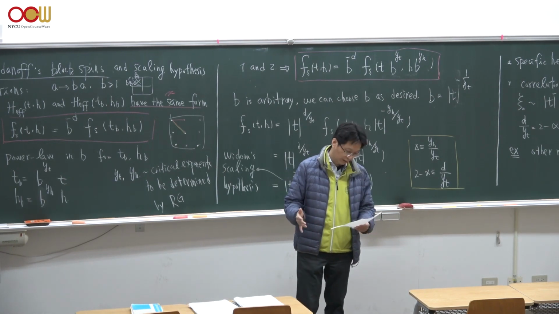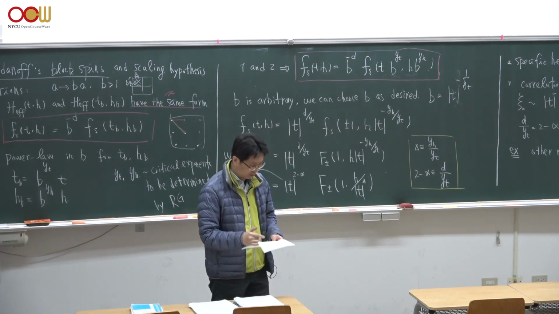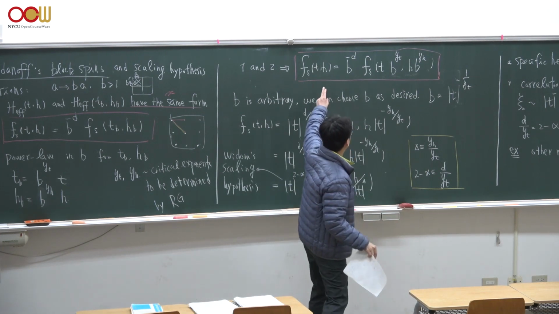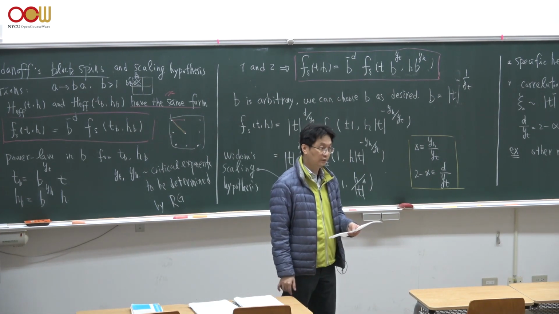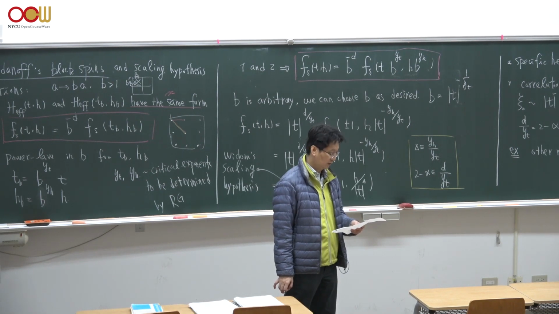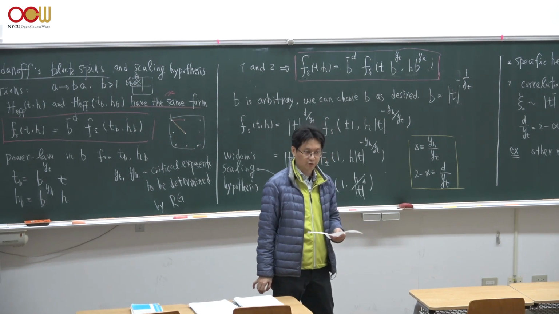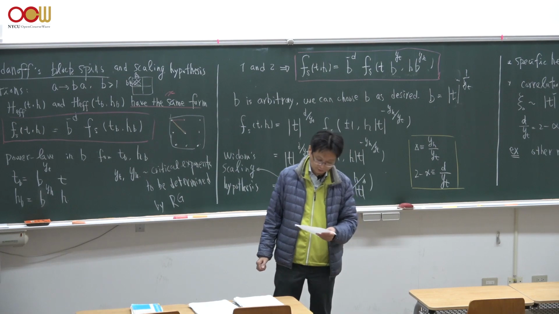So let's take a short break. When we come back, we will use this scaling form for the free energy density to get this non-trivial anomalous exponent of a two-point correlation function that we advertised some time ago.